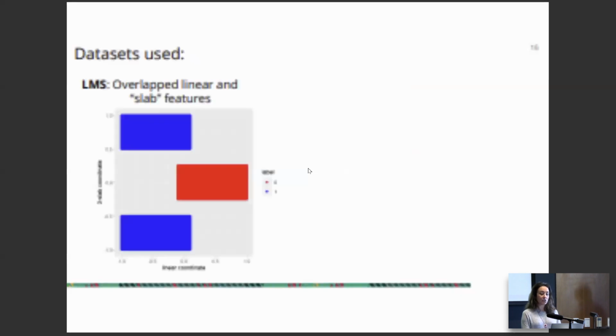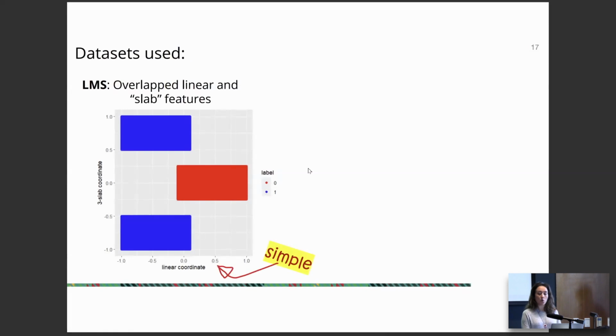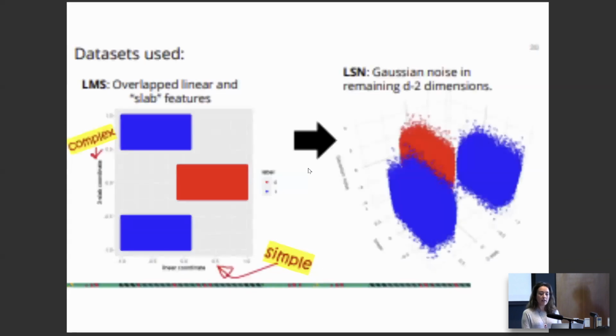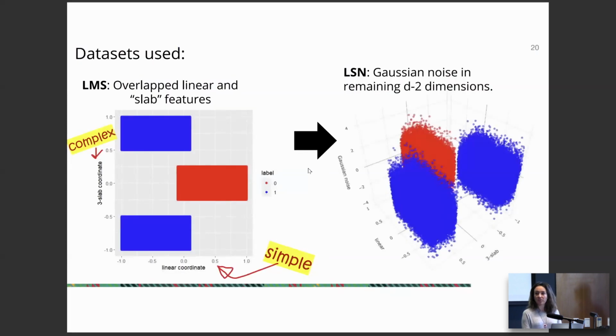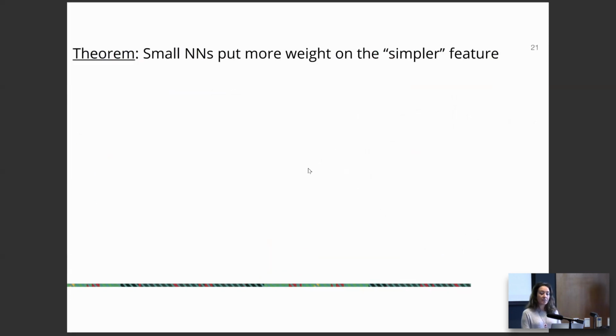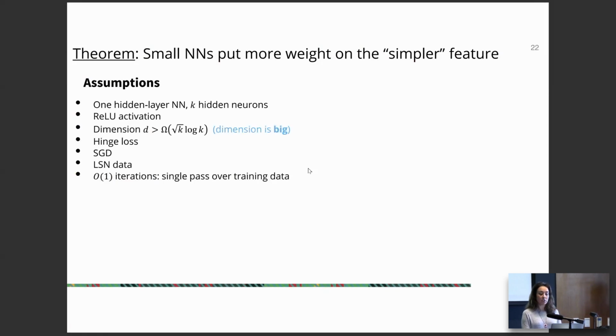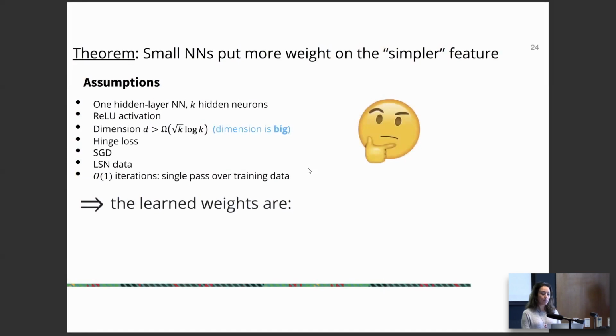They have two data sets used. One is called LMS, which has a simple linear coordinate, which is not the best predictor, and a complex coordinate, which is the better predictor. Then they have LSN, which is simply adding Gaussian noise in the remaining dimensions. Their theorem states small neural nets put more weight on the simpler feature. There are many assumptions, which we'll dissect later.